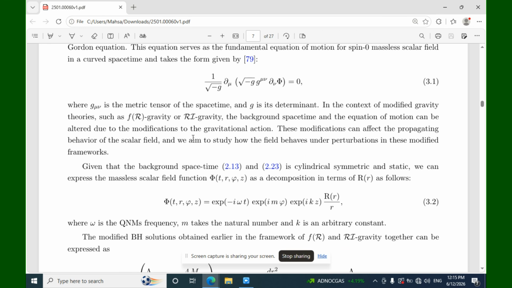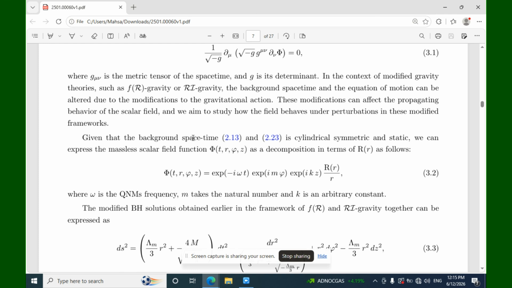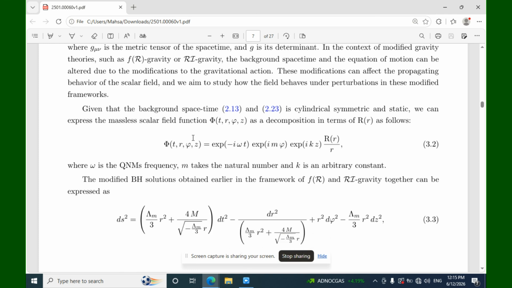we can express the massless scalar field function phi(t, r, phi, z) as a decomposition in terms of R(r) as follows. Phi(t, r, phi, z) is equal to exponential of minus i omega t, exponential of i m phi, exponential of i k z, multiplied by R divided by r, where omega is a QNM frequency, m takes natural numbers and k is an arbitrary constant.